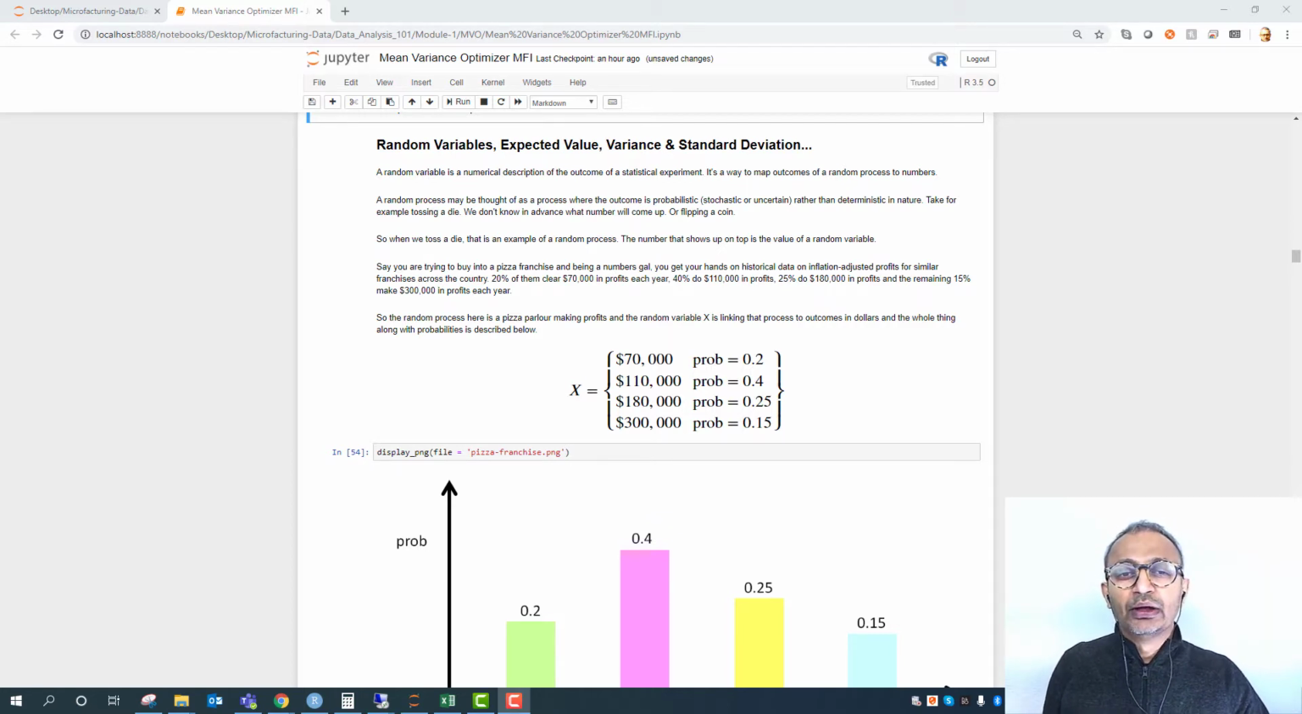A random process may be thought of as a process where the outcome is not certain. It's stochastic in nature, a big word. So take for example tossing a die. We don't know in advance what number will come up. Or similarly, flipping a coin. We don't know whether it's going to be heads or tails. So tossing a die is an example of a random process, and the number that shows up on top is the value of that random variable.